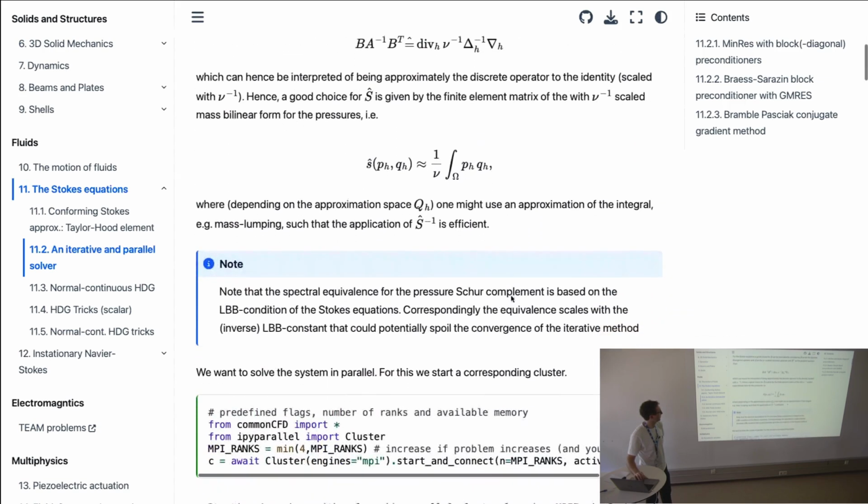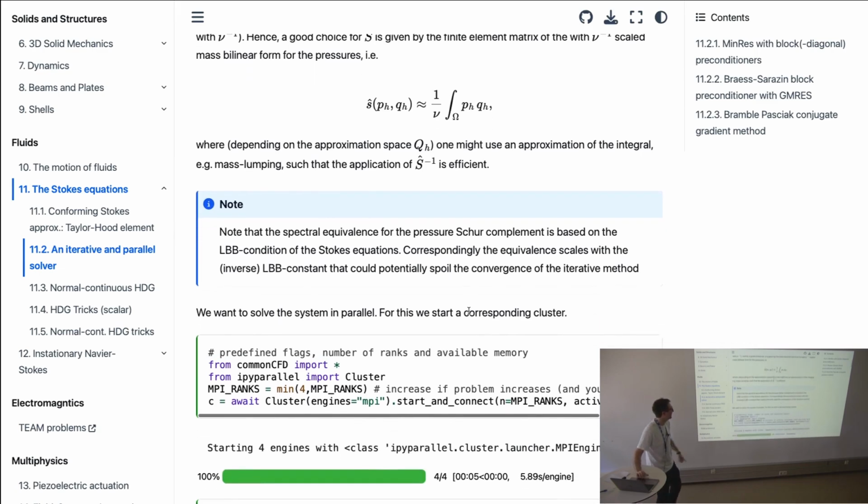There is a note. So for things that I'm not mentioning, there is a note. So yes, this spectral equivalence depends on the LBB condition. Sorry?